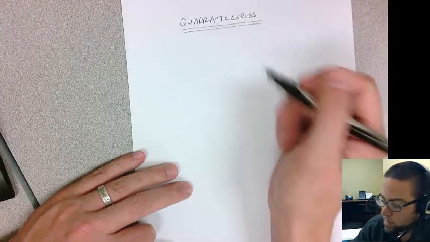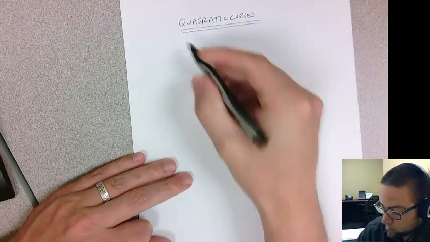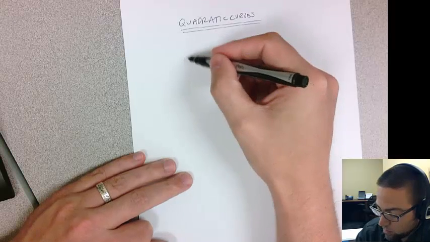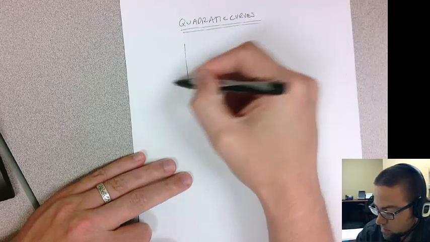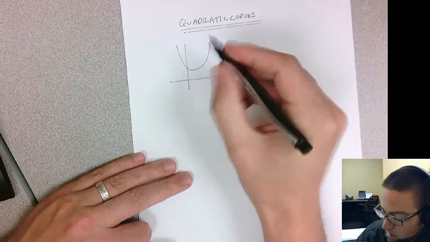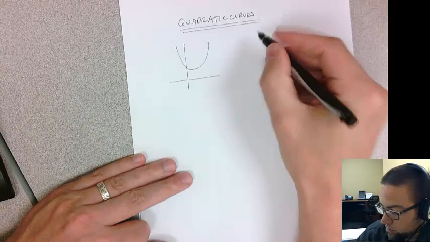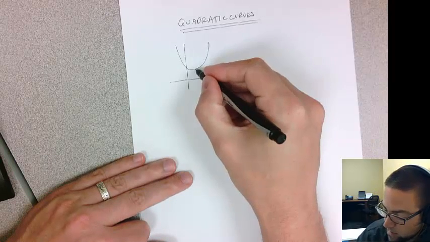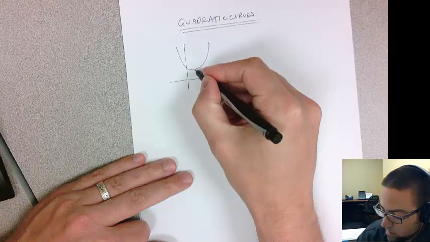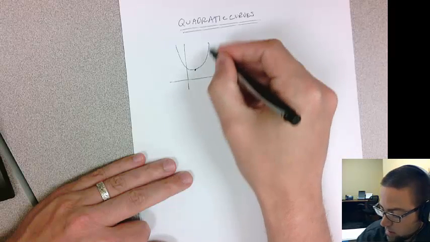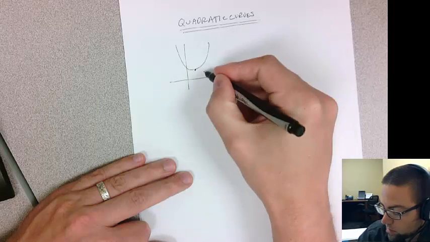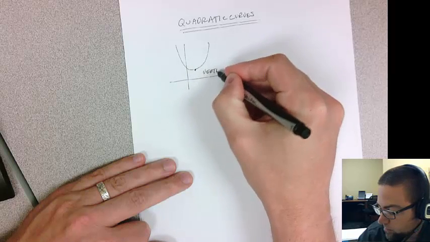Okay, we're talking about quadratic curves. Quadratic curves have some unique properties that we want to cover. So something looks like this. They all look like a U shape. Okay, and then one thing we want to point out is the extreme point that it reaches, we call that the vertex.